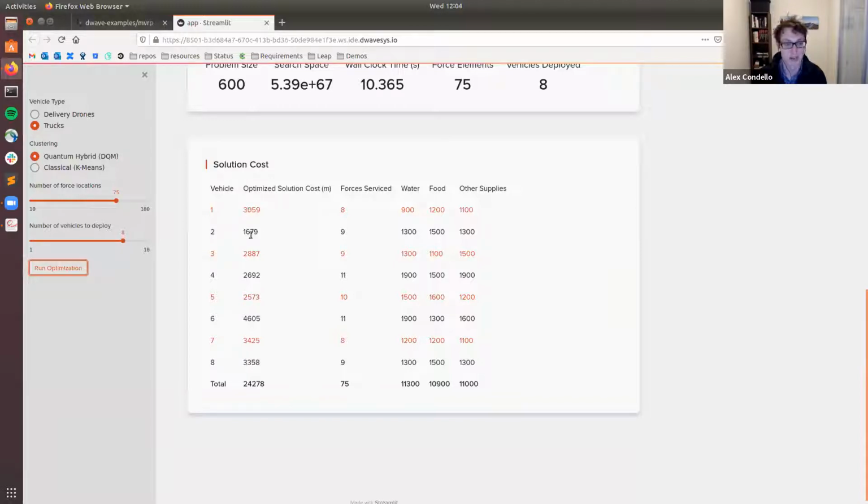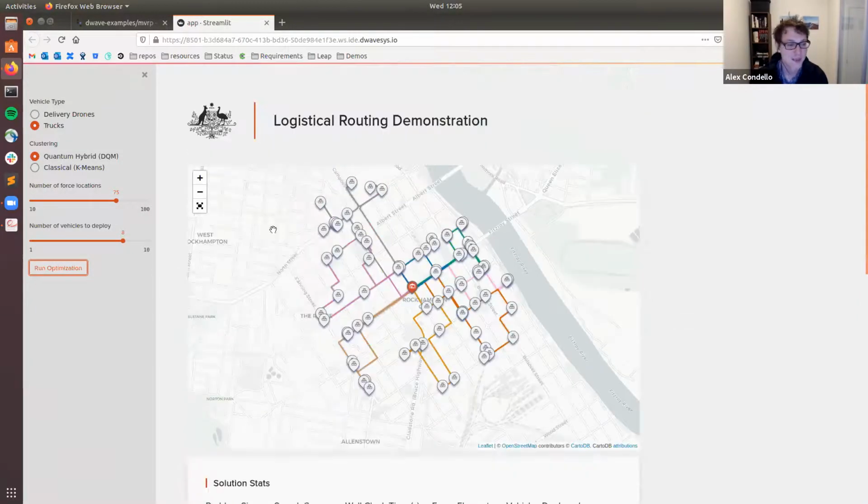So 3 kilometers or 1.6 kilometers. I can see the number of forces that they served, the amount of water, food, and other supplies that they distributed. And I can, in total, see the total distance that was traveled by my solution. So in this case, we traveled a total of about 24 kilometers. And we're using kilometers here because this was done with a Commonwealth country. So I'm sure we could change this all to be in miles and such.